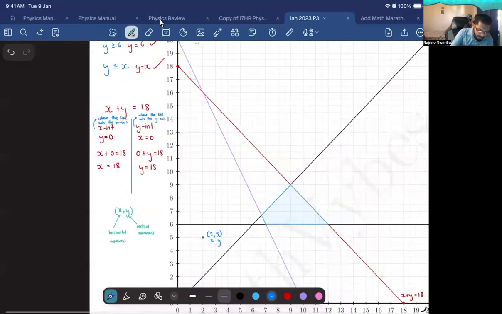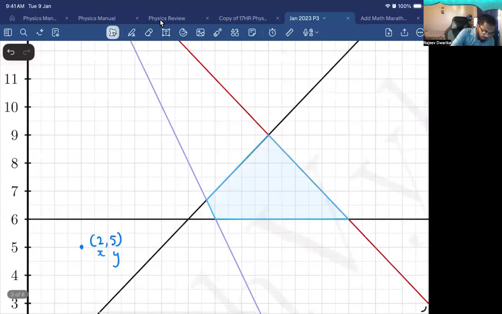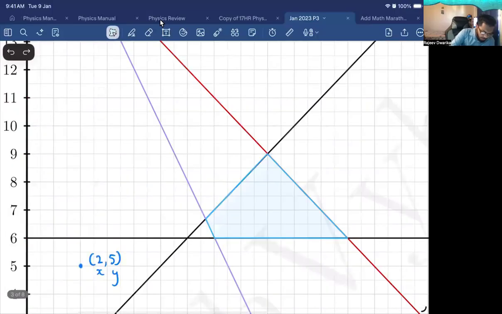Right, and this was the inequality, right? Yes, sir. So I'm gonna put that on over here.